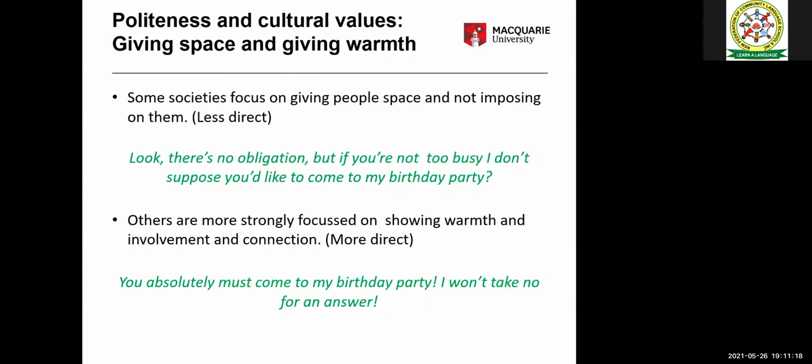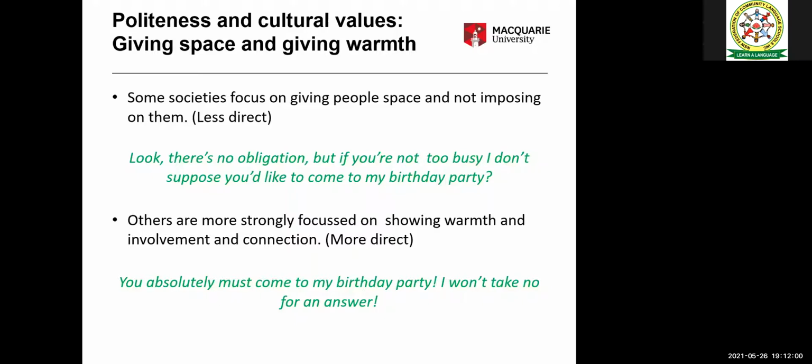Other cultures are more strongly focused on showing warmth and involvement and connection, and they tend to be more direct. So a culture like that would probably invite someone in a different way, like, you absolutely must come to my birthday party. I won't take no for an answer. So these two people, they're both basically doing the same thing. They're inviting someone, they want them to come, they hope that they'll come. But in the first culture, it's really important not to push them too much. And in the second culture, it's really important to make them feel involved and part of things.